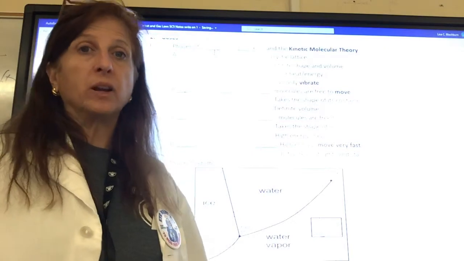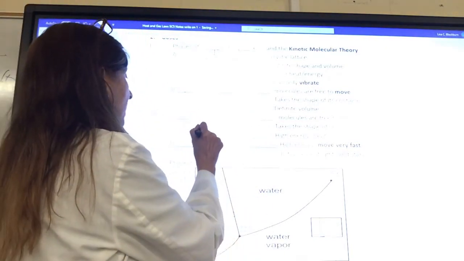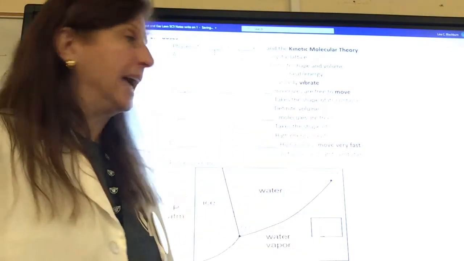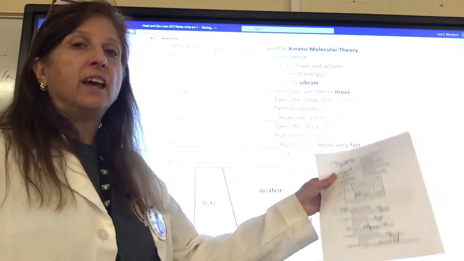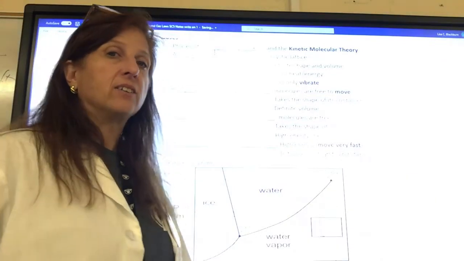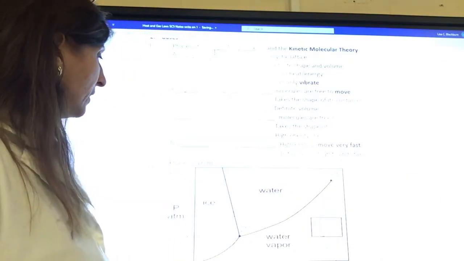And there actually is one other state of matter that you don't really think about much, but it's called plasma. It's very high energy. The atoms move very fast, and it's in fluorescent lights and also in the stars and the sun and things like that. So not one we think about much.